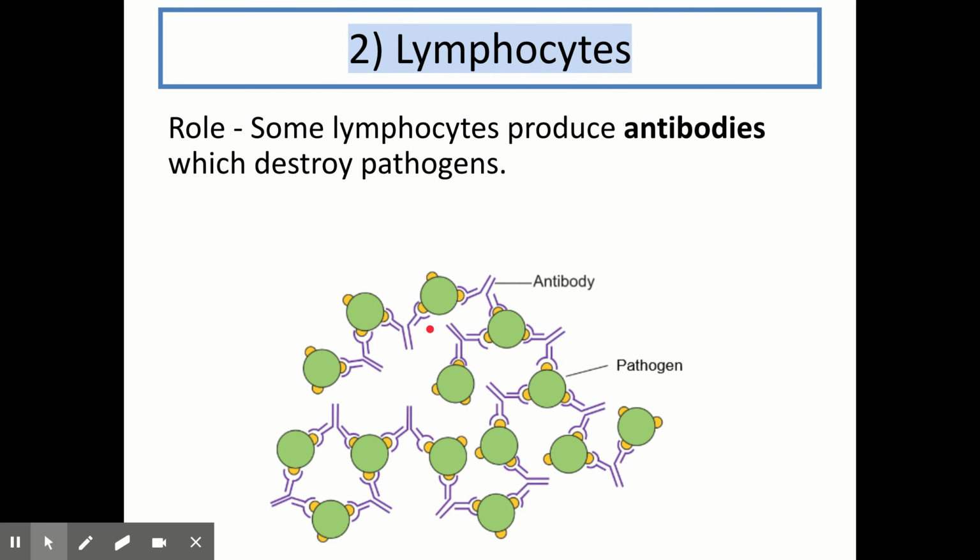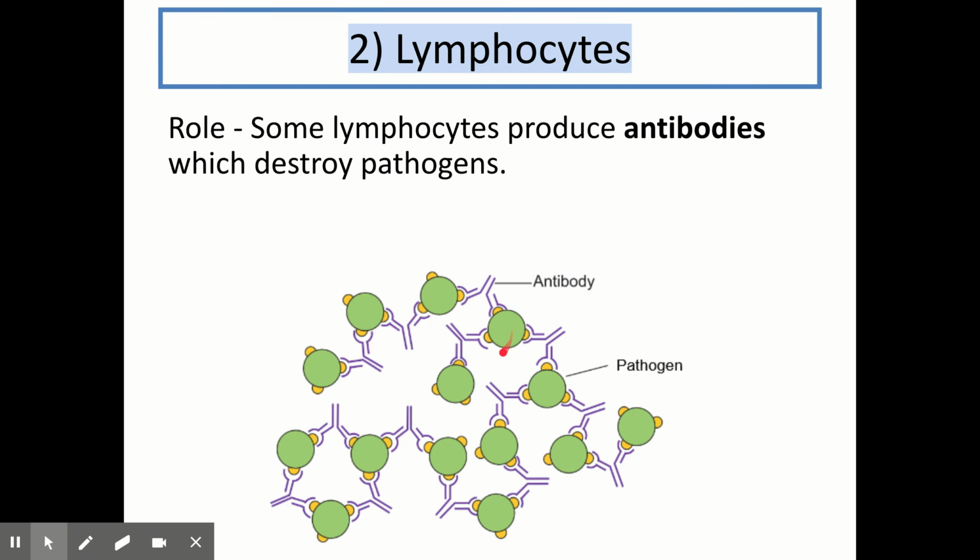So our second type of white blood cell are lymphocytes. Some lymphocytes produce molecules called antibodies which destroy pathogens. That's their function. Lymphocytes do not engulf and digest like phagocytes do. Instead, they produce these antibodies, like these ones here, that bind to the pathogen and destroy it.